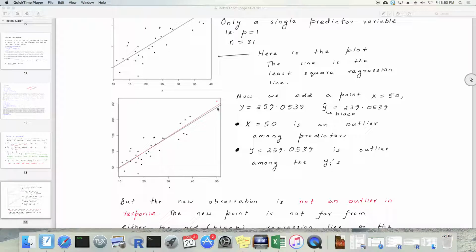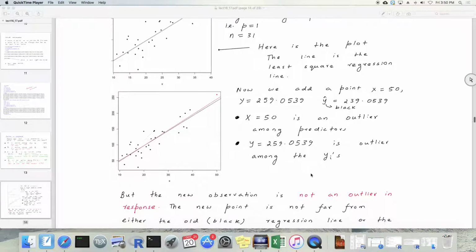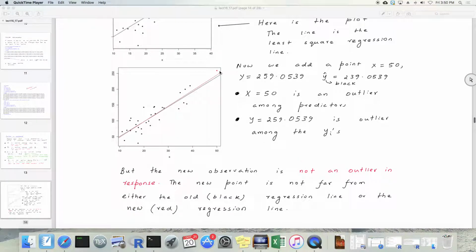Also, the red point doesn't change the model too much. The old model is given by the black regression line. The new model is given by the red regression line, and we see that it doesn't change much. Hence, this red point should not be an outlier in response. And it is not.